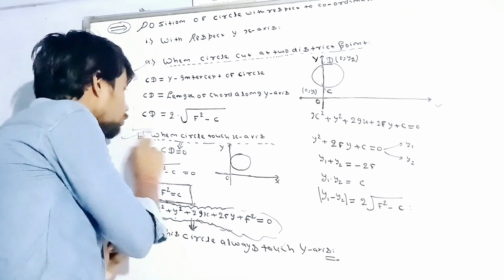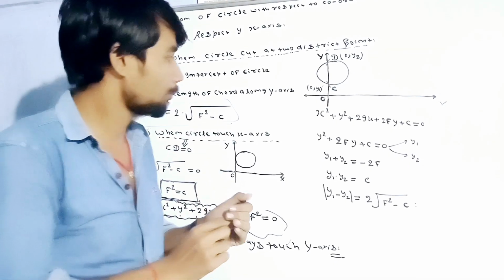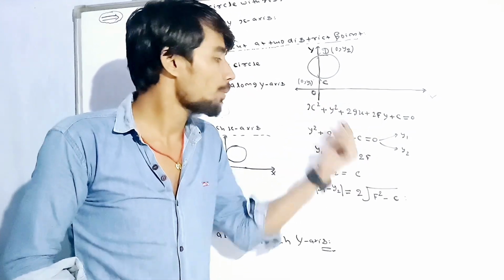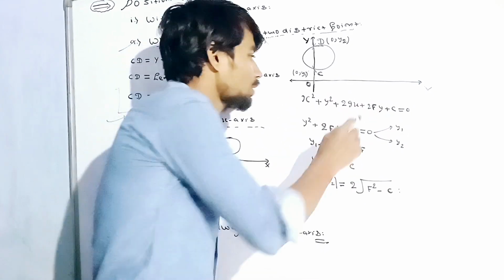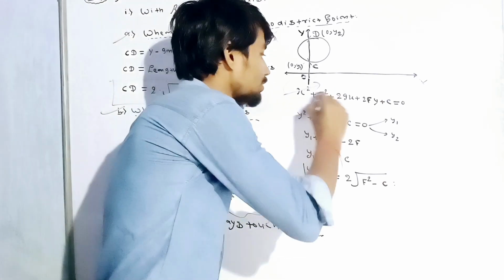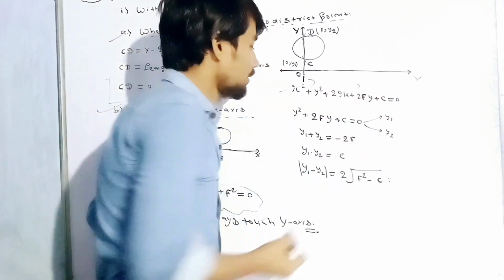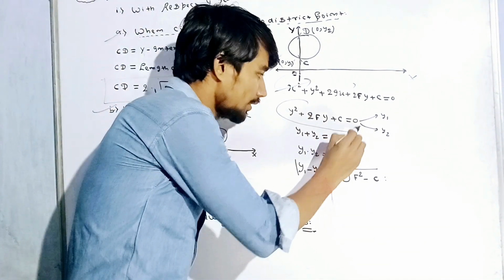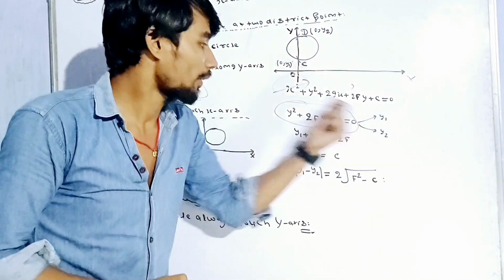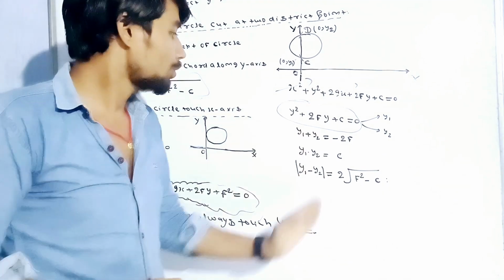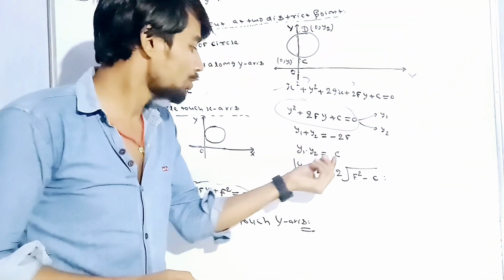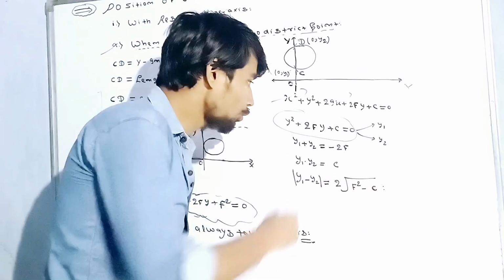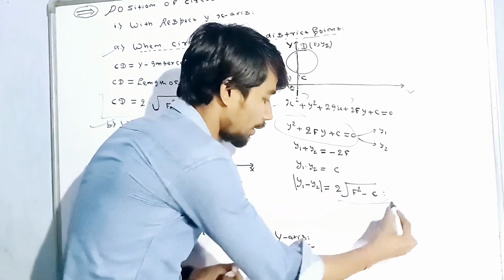Again, if you want to prove how it becomes, come to here. The equation of the circle is x square plus y square plus 2gx plus 2fy plus c is equal to 0. When the circle cuts the y-axis, the coordinate of x is 0, that is this term 0 and this term 0, then it becomes y square plus 2fy plus c is equal to 0. Let us assume this quadratic equation has roots y1 and y2. You know that y1 plus y2 is minus b by a, y1 into y2 is c by a, and y1 minus y2 comes out equal to 2 times under root d by a. If you find d, this is coming, and a is 1.